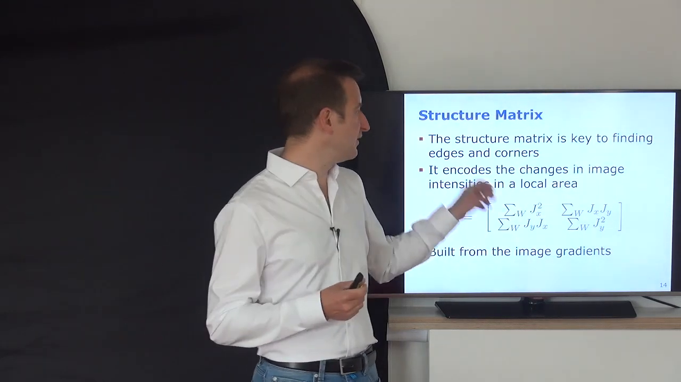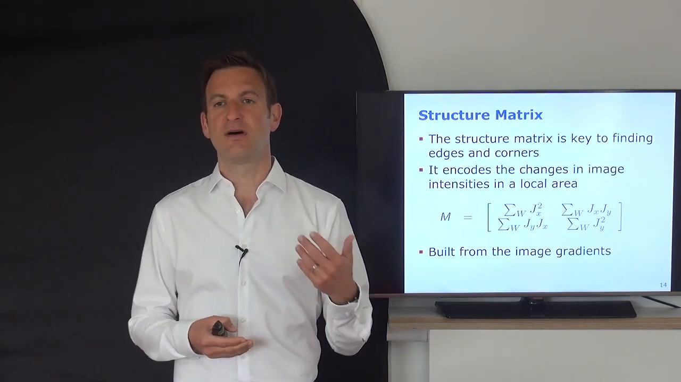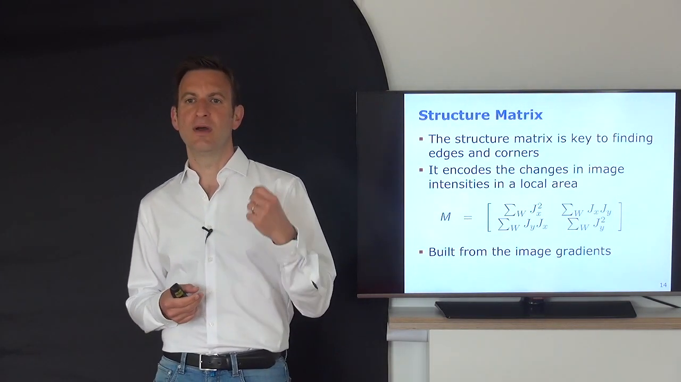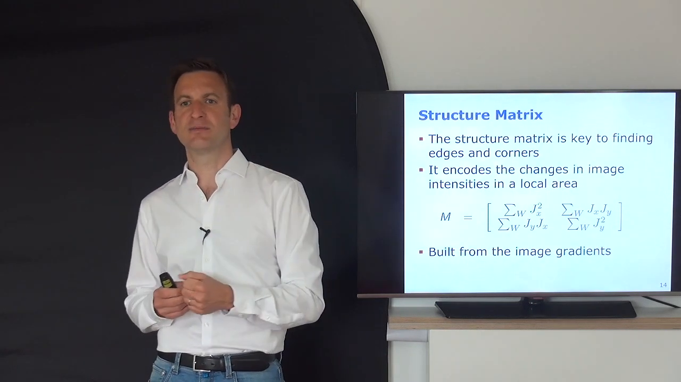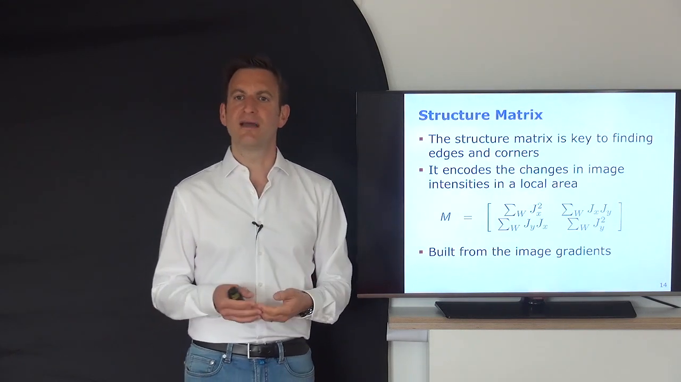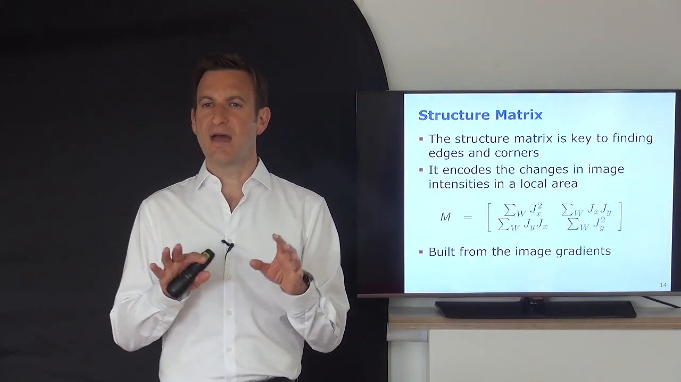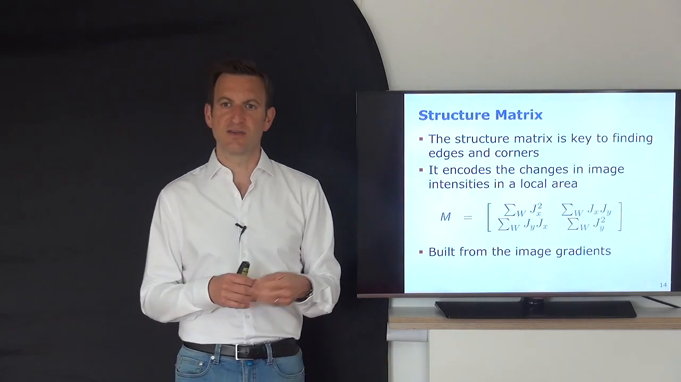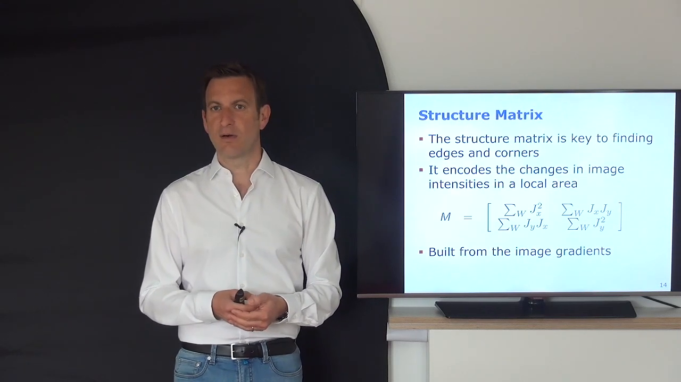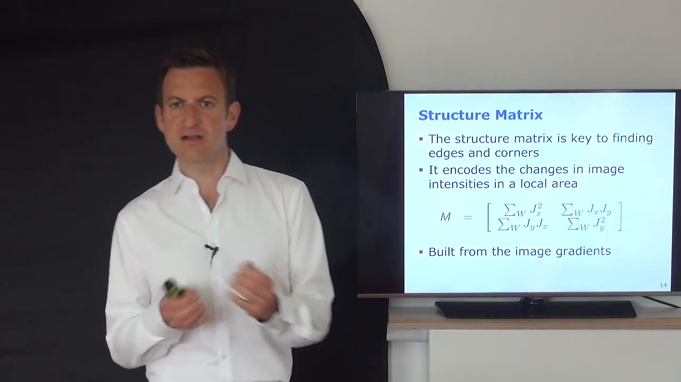If you look at this type of matrix and compute its eigenvalues and eigenvectors, you can see that you have one large eigenvalue and a very small one. This is more an edge-like structure, because it means that the gradients are all pointing more or less in the same direction. If you have two eigenvalues which are large and of similar size, that means we have a good distribution of gradients in different directions, which tells you something more. The first one is more like an edge, and the second one is more like a corner. So the structure matrix encodes the intensity changes in a local patch.